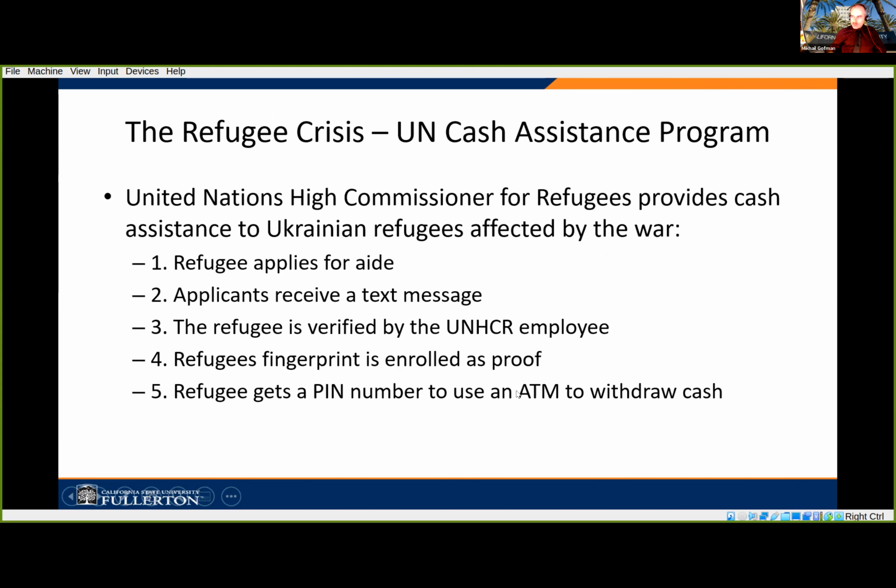So, another place where biometrics has been heavily used is the United Nations High Commissioner program that is responsible for providing cash assistance to the Ukrainian refugees. Basically, the way in which it works is a refugee applies for aid. Then, if their application is approved, they get a text message. The text message is then verified by a UN employee at the UNHCR office. And in order to prove the enrollment of the applicant, they would scan their fingerprint. And finally, after doing that, the refugee would get a PIN number which they can use at the nearest ATM in order to withdraw cash aid.